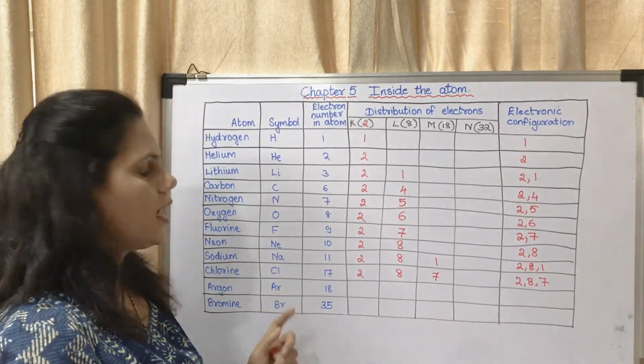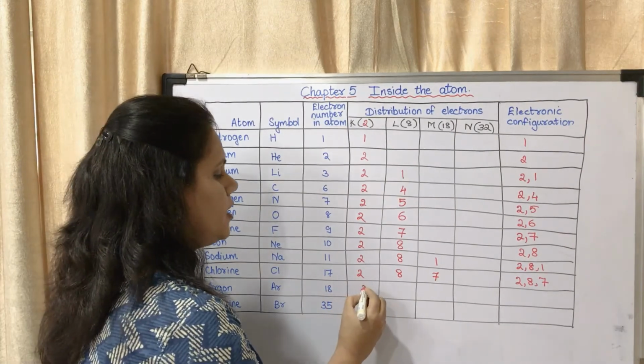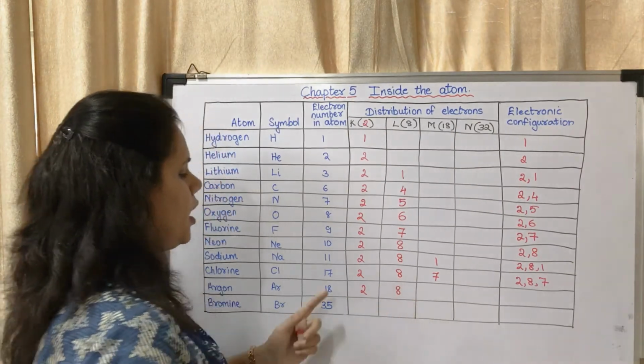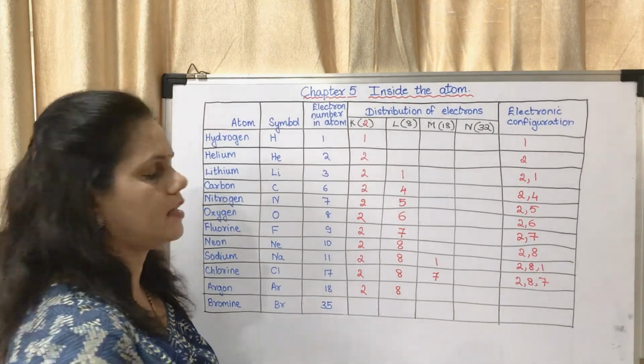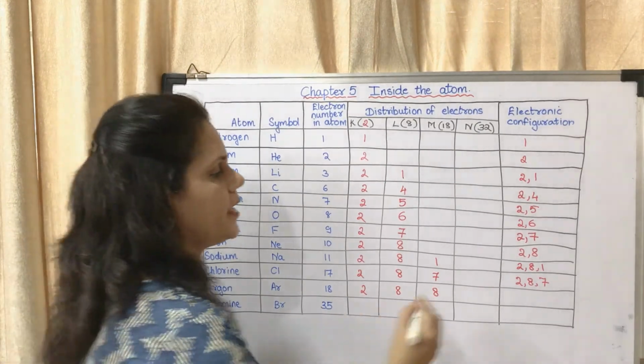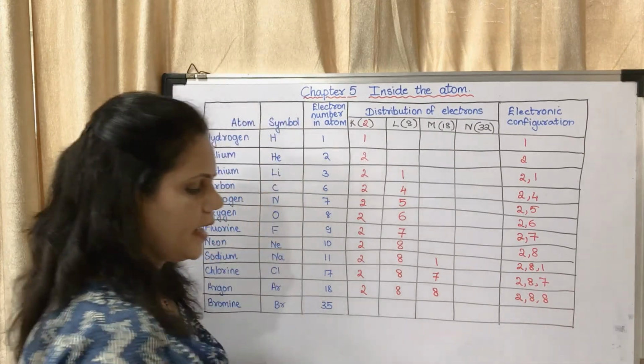Now the next is argon. 18. How many in the first shell? 2. How many in the second shell? 8. How many are remaining? 8 are remaining. So it will be 8. So the electronic configuration will be 2, 8, 8.